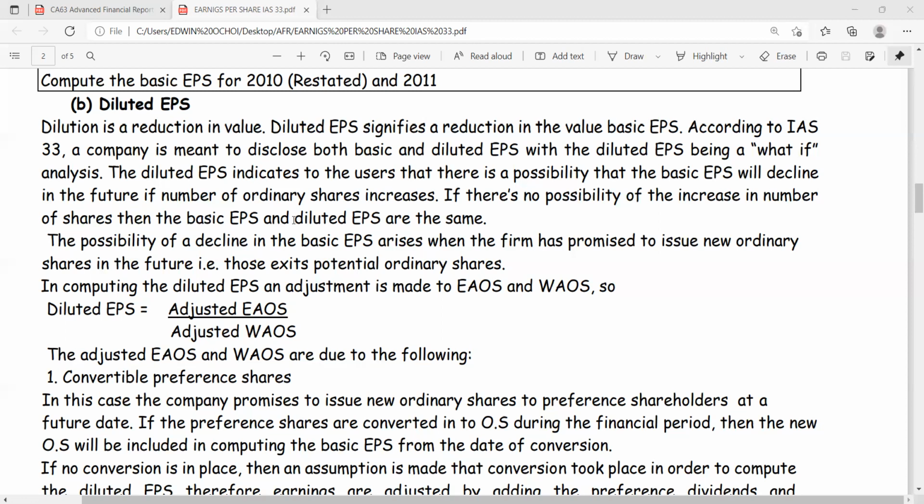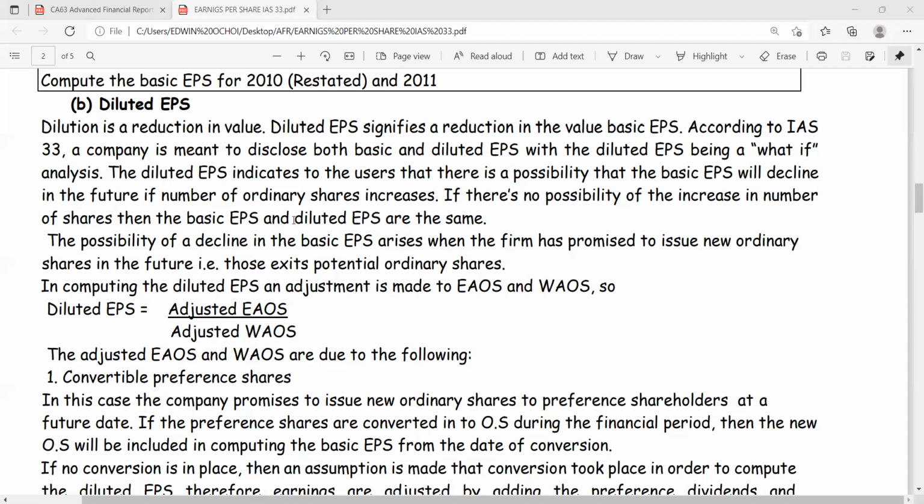The first step to start with is you do the basic. That is what I've been doing since we started the session. Once you do the basic earnings per share, step 2, you determine the order of ranking the securities. Then you compute the diluted earnings per share based on the securities you have ranked. You rank the securities from the one which has the least effect on the basic earnings per share. That is why they said that diluted EPS signifies a reduction in the value of basic EPS.